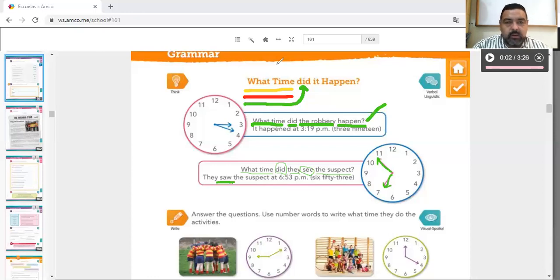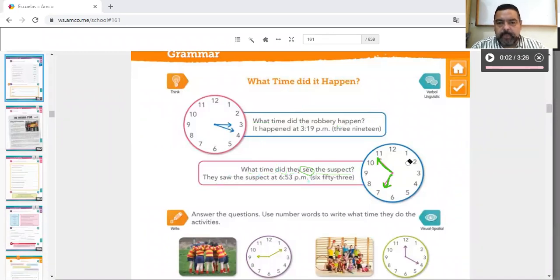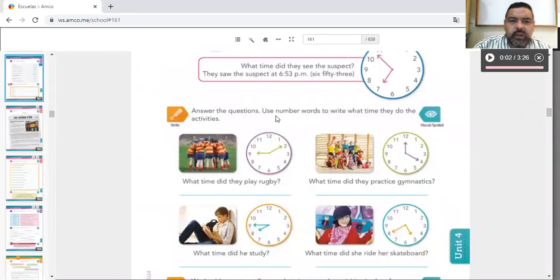Now, kids, let me erase all this drawing I have done on your screen, and let's continue with the work. Do you have any questions, kids? Okay, if you have a question, you can write me. You can text me to ask your questions. Now, answer the questions, use numbers, words to write what time they do the activities. So, what time did they play rugby? And we have the time. By this time, I bet you know the numbers. So to say the time should be easy for you.